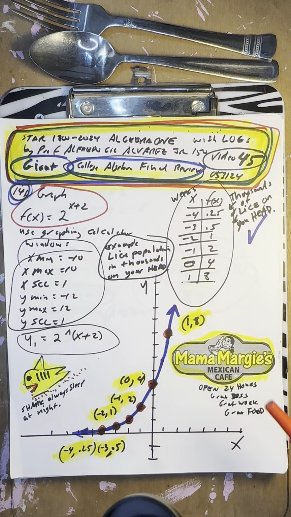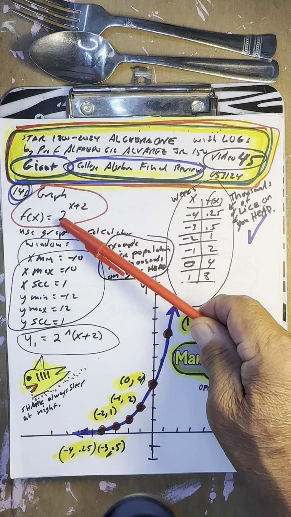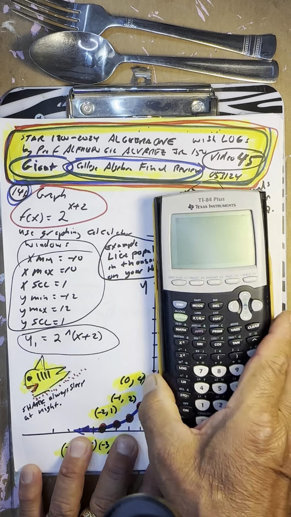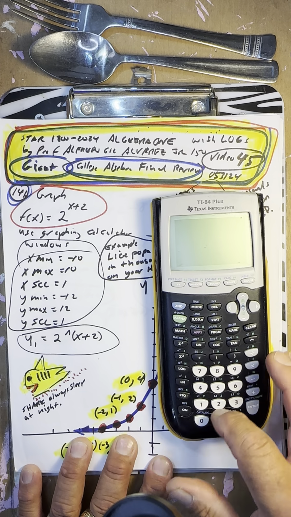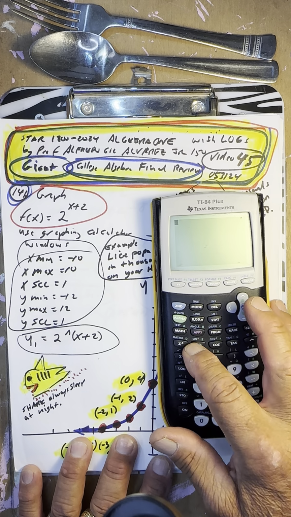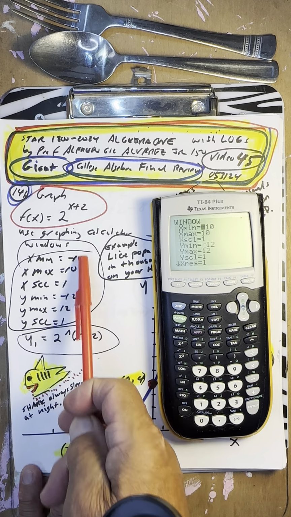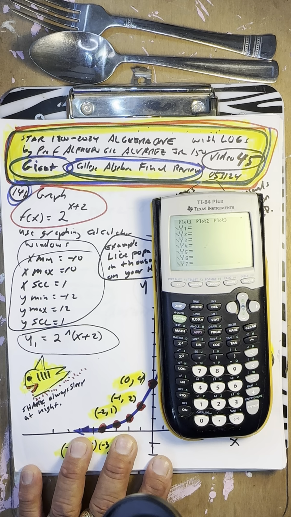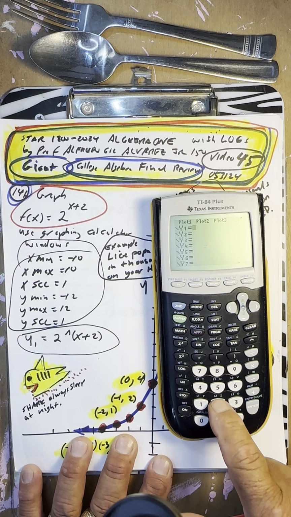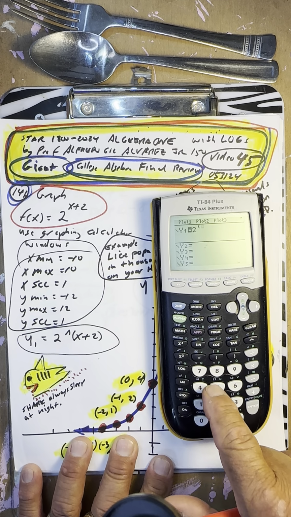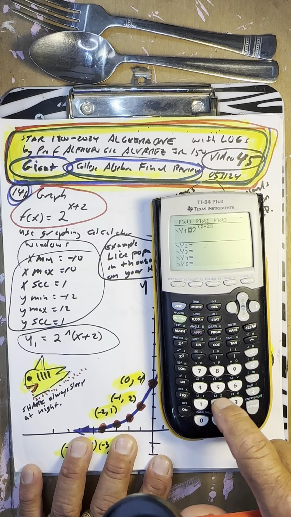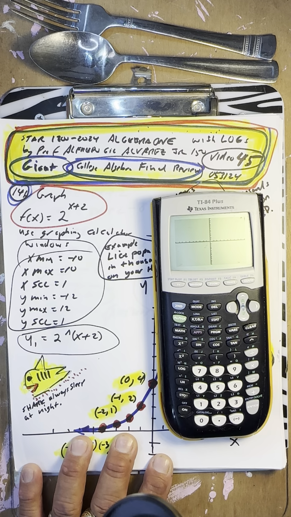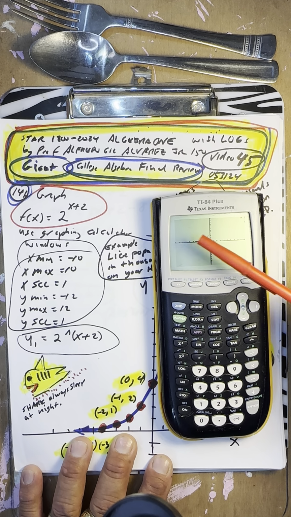Let's see. How do we graph this? f of x equals 2 to the power of x plus 2. Let's do it in the calculator. First thing I'm going to do is check my windows. Where's windows? Right there. Did it match? Yes. So now I'm going to go y equals 2 to the power of x plus 2. Does it match? Yes. Then I'm going to hit graph. Maybe a graph like this.